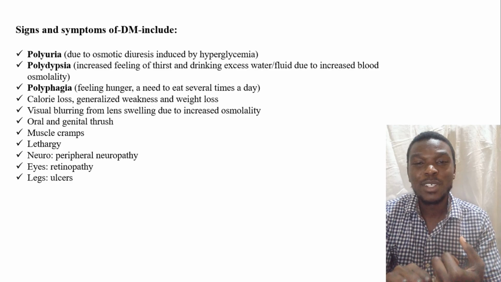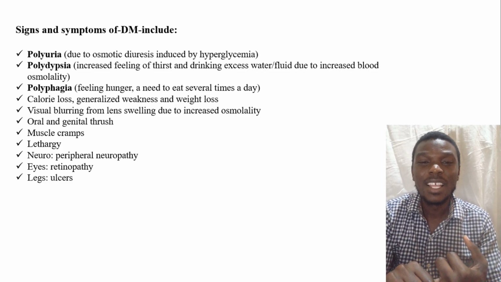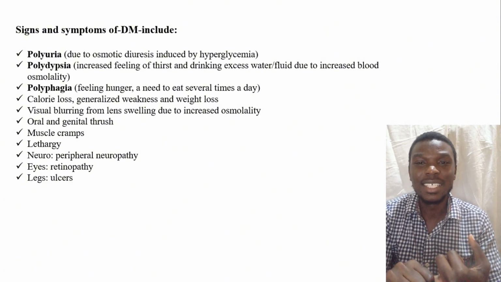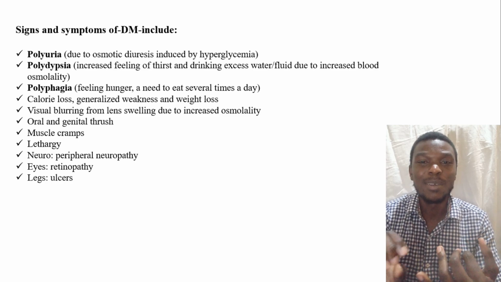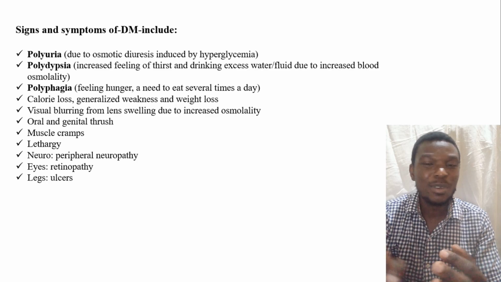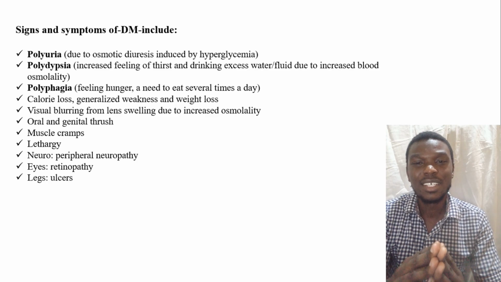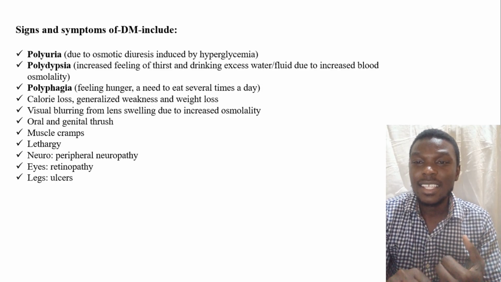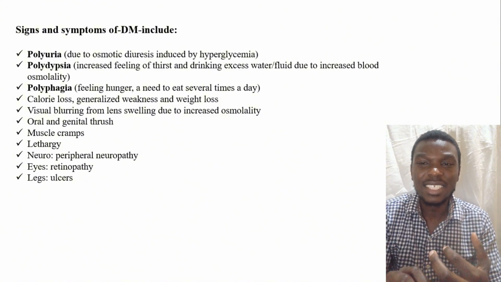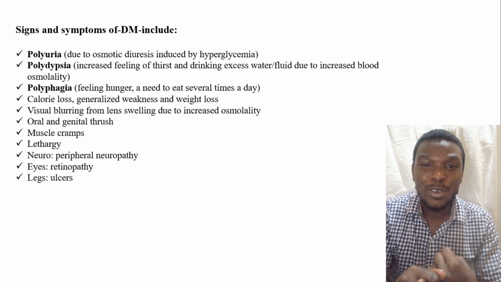Some will present with muscle cramp. Muscle cramp is either because of the acidic environment that the body is getting into, because it's using proteins, using fats, so it's producing other metabolites that are causing the pH to decrease. Then others will be lethargic, so they'll be tired, they'll be fatigued. And others will have peripheral neuropathy.